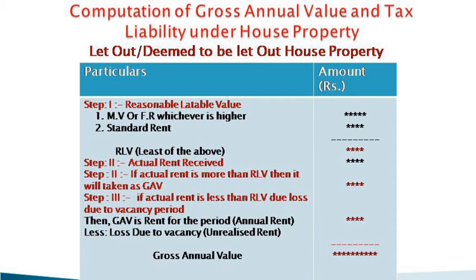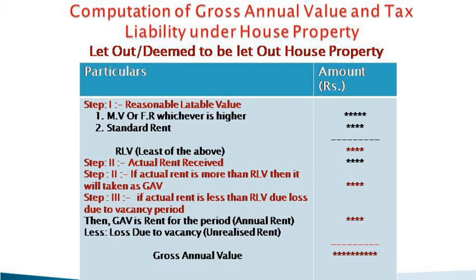And in case of let out or deemed to be let out house property, on whatever net annual value is there, deduction under section 24 is allowable, that is, a standard deduction of 30% is allowed on net annual value. Whatever the net annual value is, we have to calculate 30% on it and allow it as a deduction.